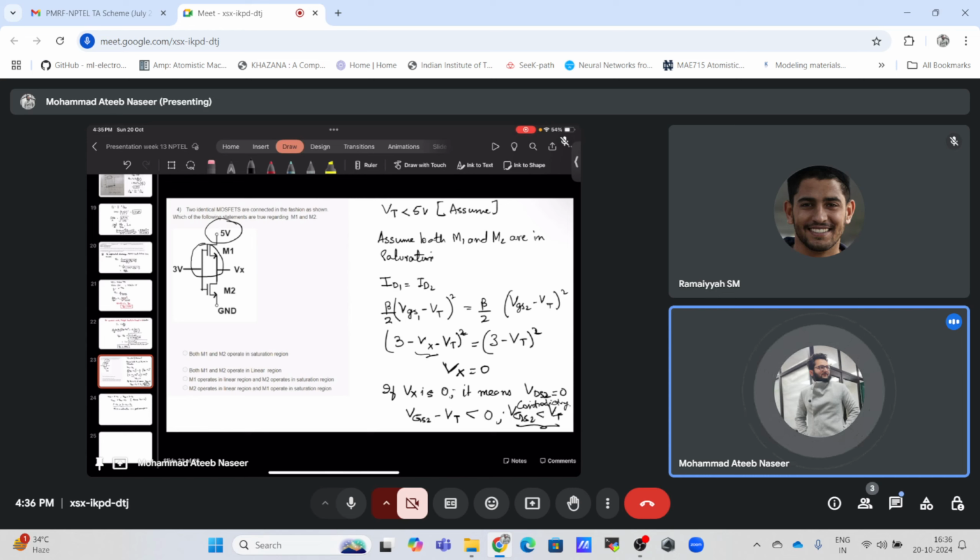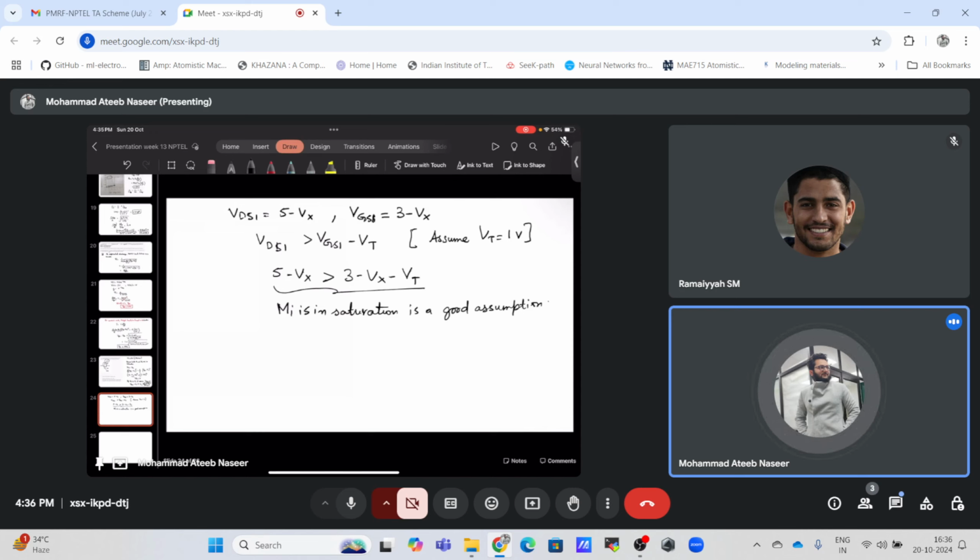So it is simple. M2 cannot be in saturation. So M2 has to be in linear region now. So M2 is in linear region.